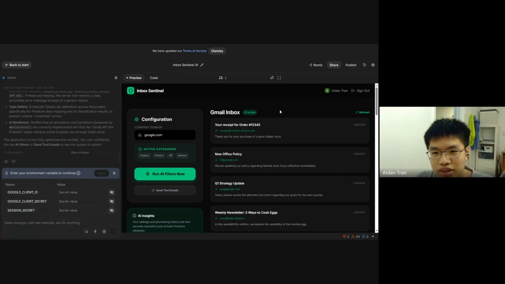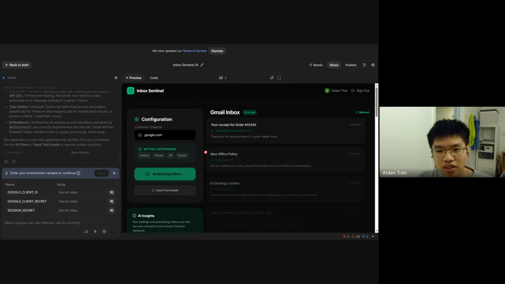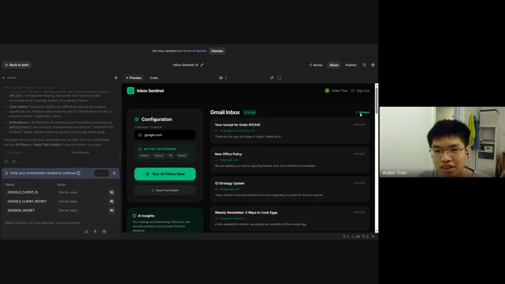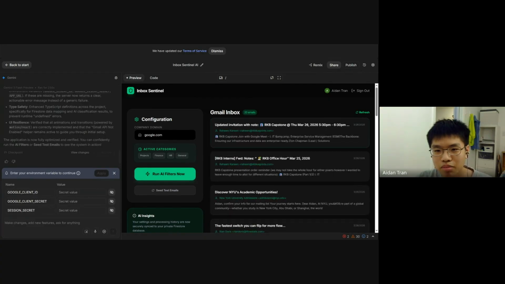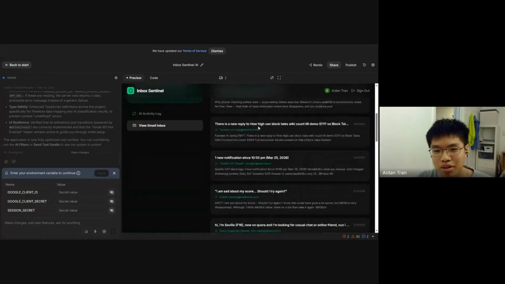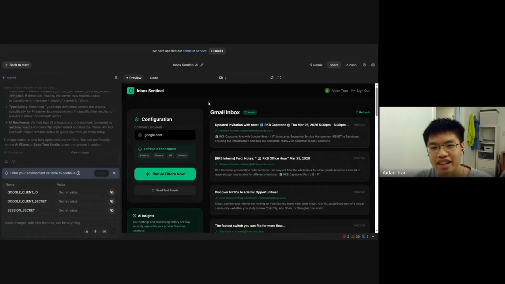and then I reload. Hold on. So what it's supposed to do is, when I run the AI filters and I click refresh, yup, it's all eradicated. See? All these test emails that I literally generated are all eradicated, all gone. So as you can see, only the important emails remain. And also it sorts these emails into categories like projects, finance, HR, and general.